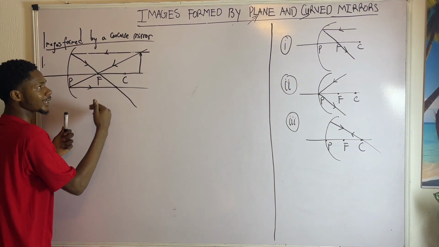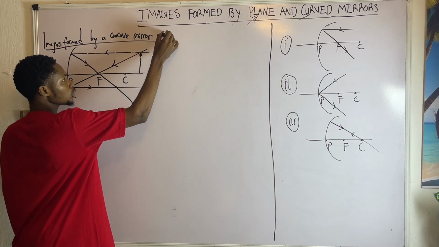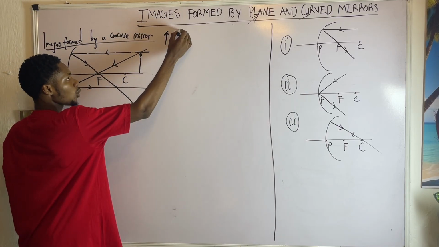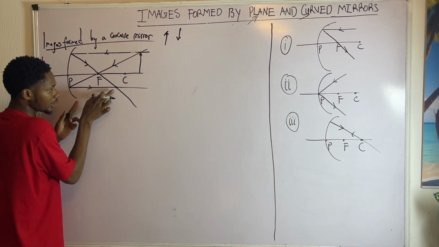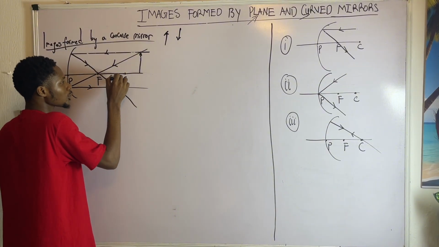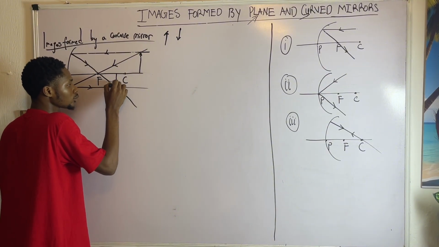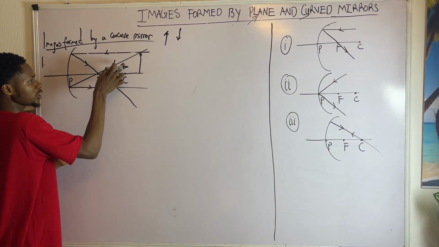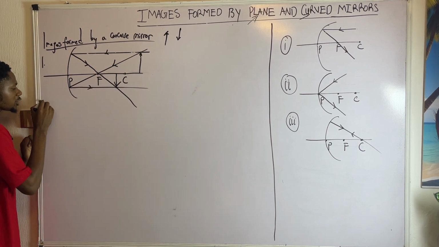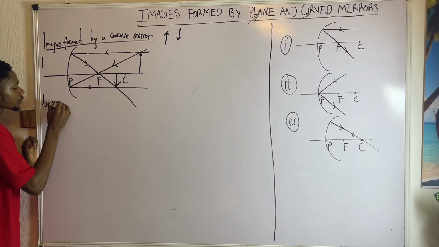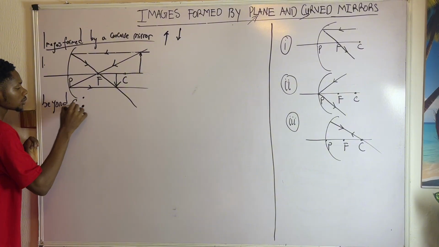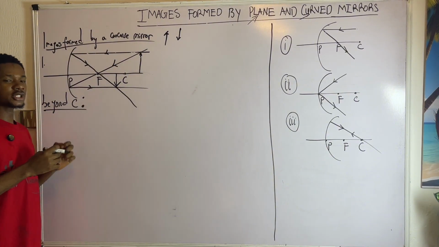Since it is under the line, we are not going to draw it upright. We are going to draw it upside down. Why? They are intersecting under the line. So we are going to have an image like this under the line. For this particular diagram, the image is placed beyond C.